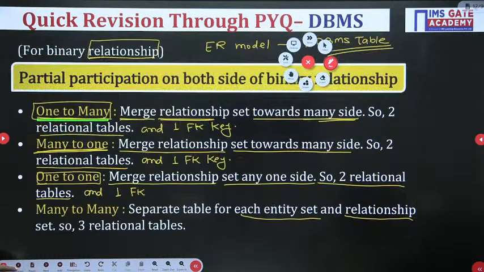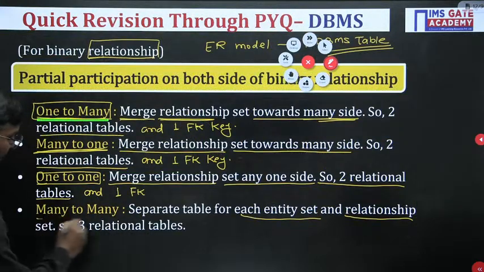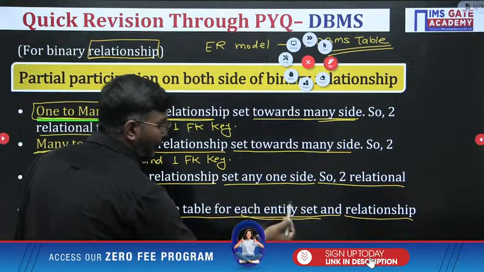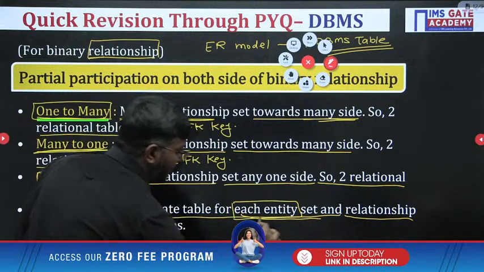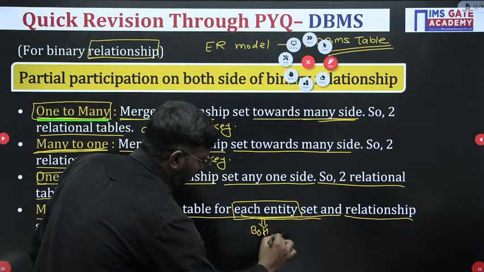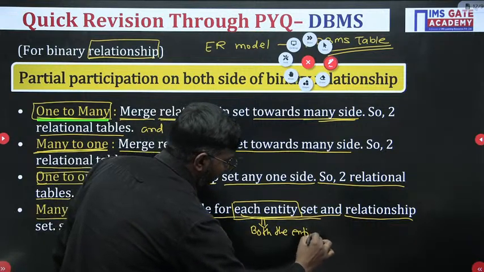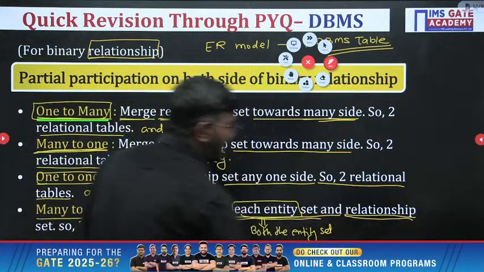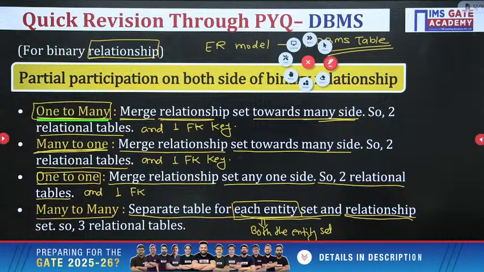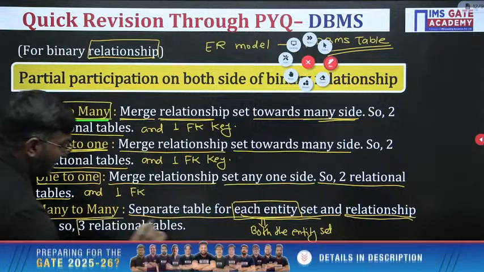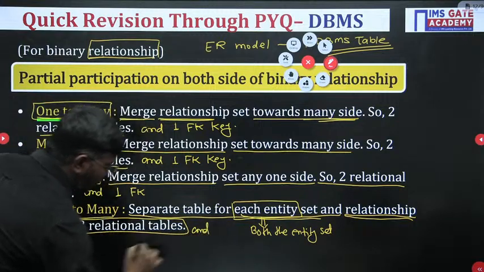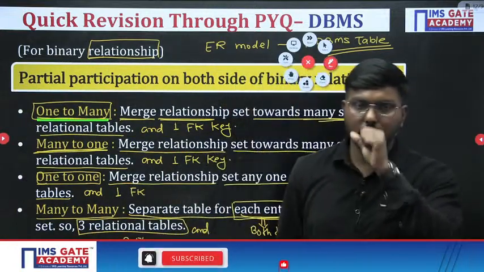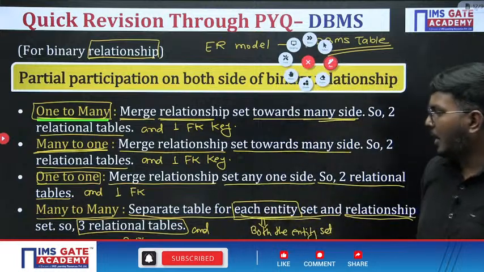Now see here. So if it is many to many, there is a separate table for each entity set. Each entity set means both the entity sets here. Both the entity sets will have separate tables. Along with that, the relationship set also has a separate table here. It means 3 relational tables and 2 foreign keys are required. Understood? Done? Fine.